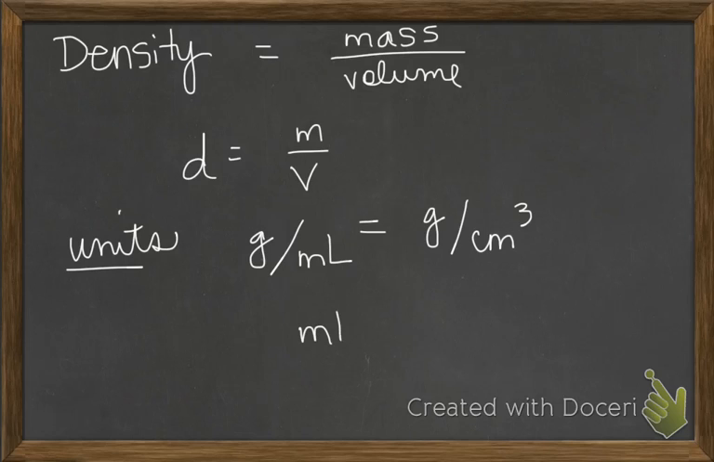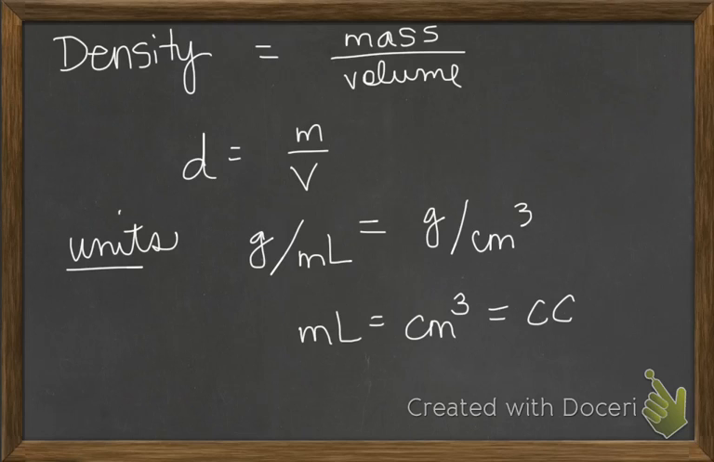A milliliter and a cubic centimeter are equal. Sometimes cubic centimeter can be referred to as a cc. You might have heard that if you watch Grey's Anatomy or any kind of medical show, how many cc's they're going to administer. That's a cubic centimeter. That's the same as a milliliter.